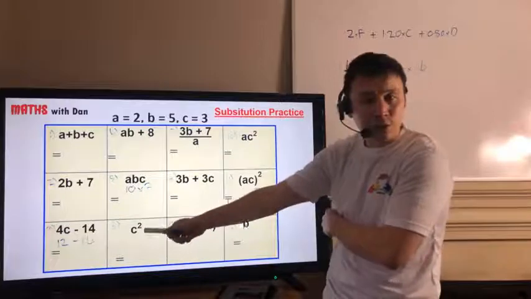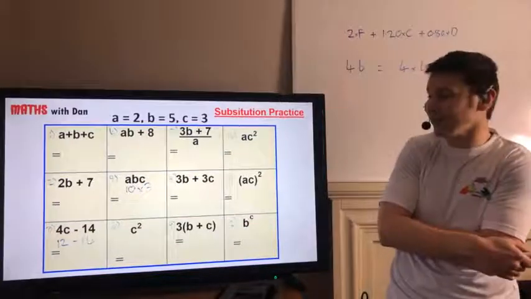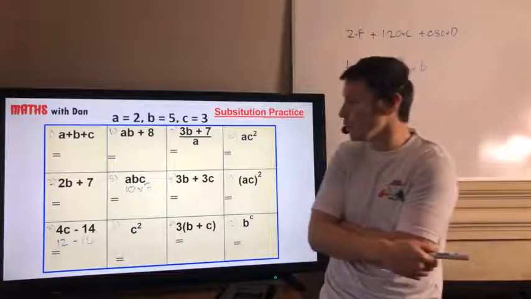Squared, I'm hoping most of you know what squared means. That means multiplied by itself. That's an important one to look at, what that means, multiplied by itself.